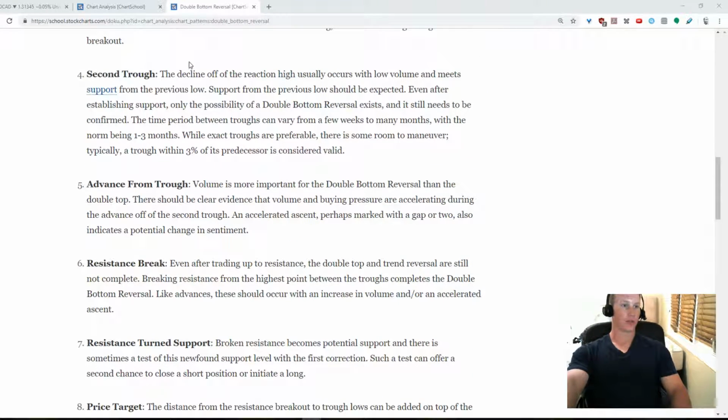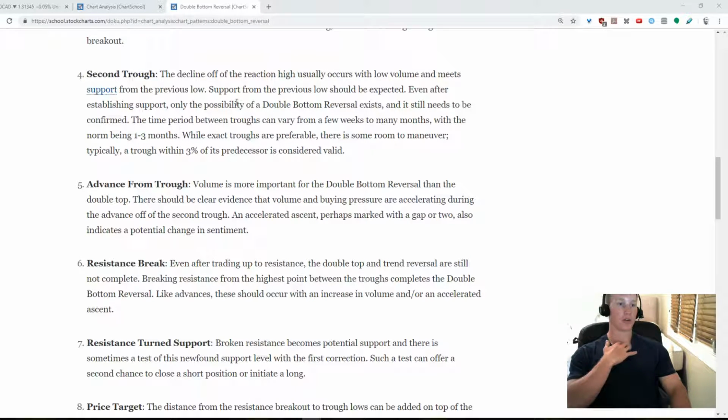The second trough. The decline off of the reaction high usually occurs with low volume and meets support from the previous low. Support from the previous low should be expected. Even after establishing support, only the possibility of the double bottom reversal exists, and it still needs to be confirmed.